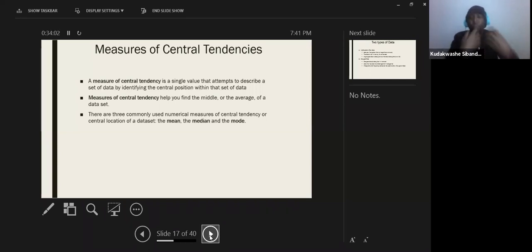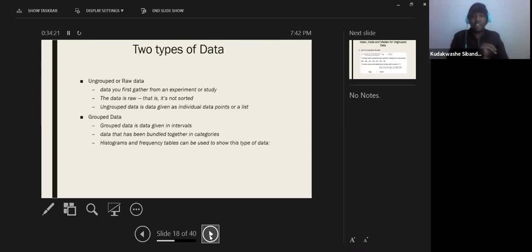So they will help you to find the middle point of your data set, and they will also help you to find what is called the average or the mean. So the three terms that are going to be used in measures of central tendencies are what we call the mean, the median, and the mode. These are three different values, and you calculate them differently.